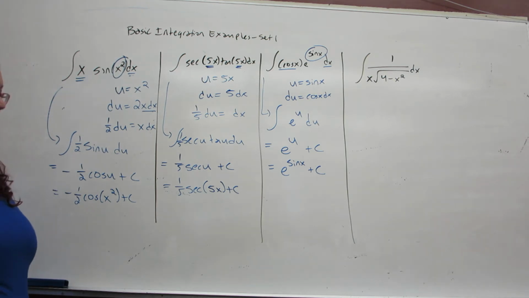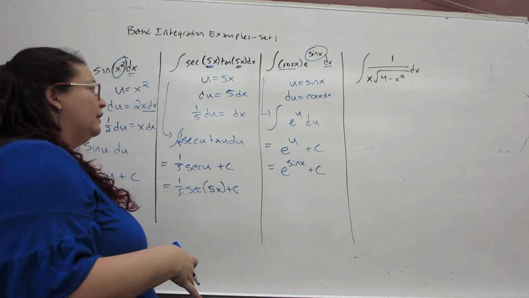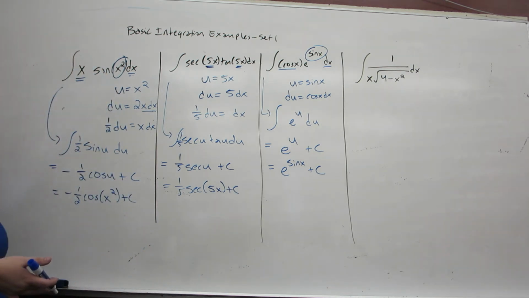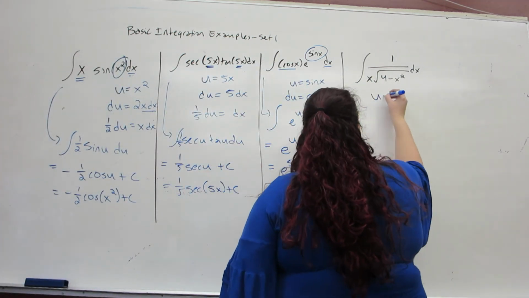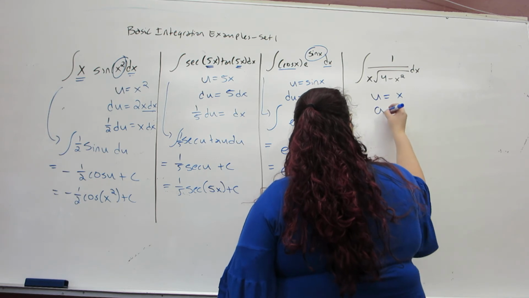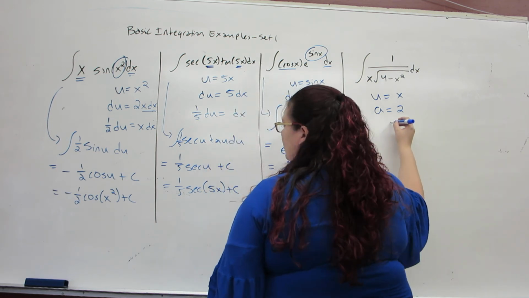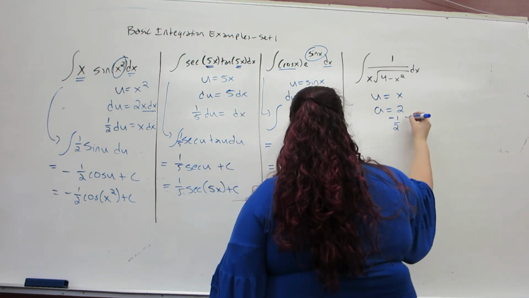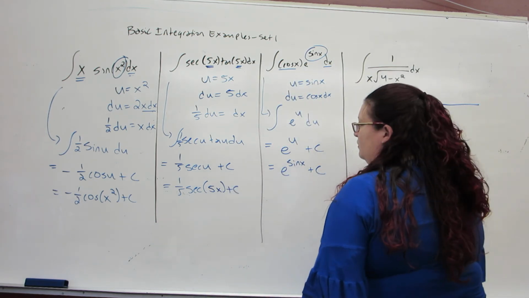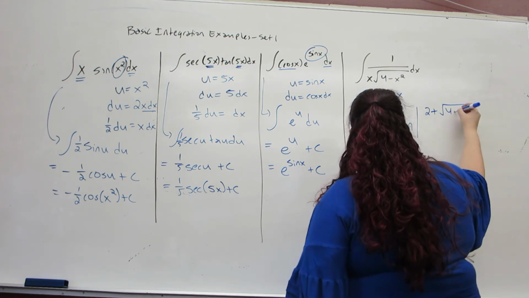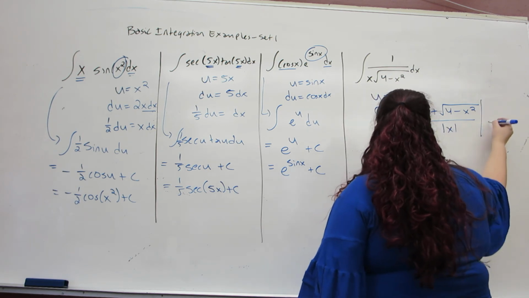For my last one, I look at this, and this looks an awful lot like some kind of inverse trigonometry. Okay. In actual fact, it is inverse hyperbolic trigonometry. So I'm going to be using a formula. According to the formula, u is x, a is 2. And then my antiderivative is minus 1/2 ln of the absolute value of a plus the square root of a squared minus u squared all over the absolute value of u.